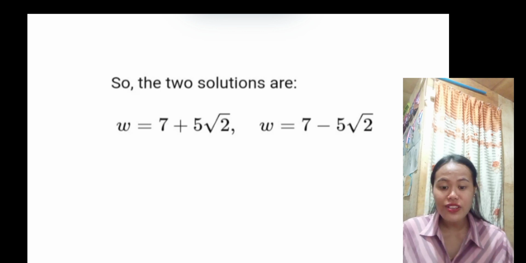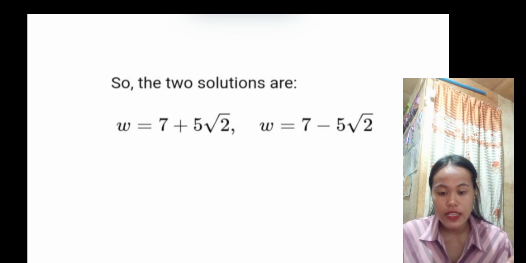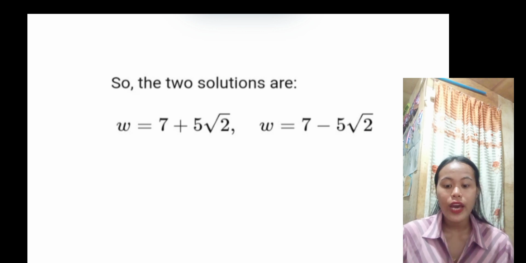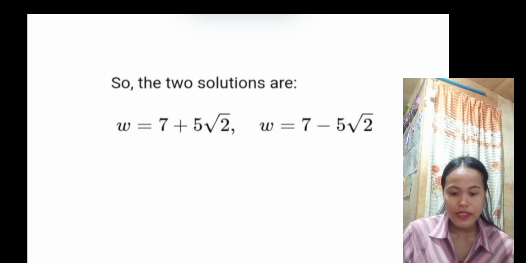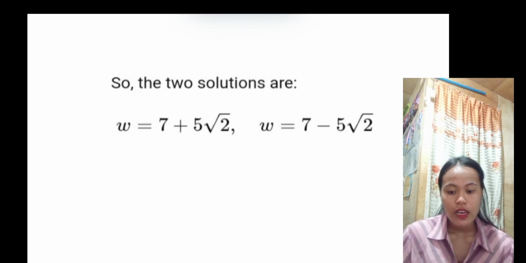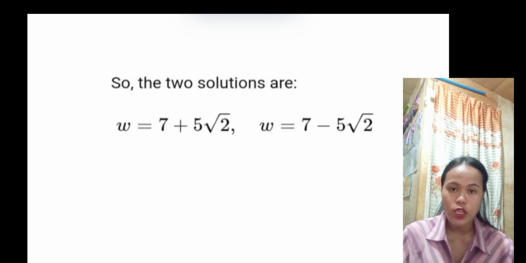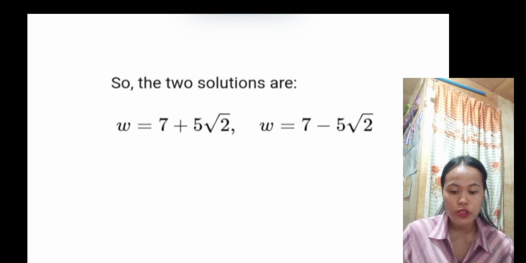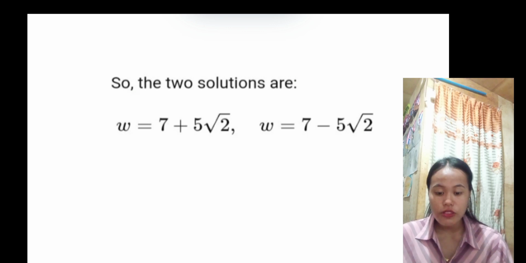These are the points where the derivative is 0, meaning they are critical points. In conclusion, we have determined the critical points for the function r of w: w equals 7 plus 5 square root of 2, and w equals 7 minus 5 square root of 2. The points w equals 3 and w equals negative 2 are not critical points because the function does not exist at these values.